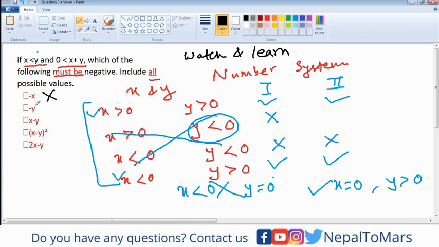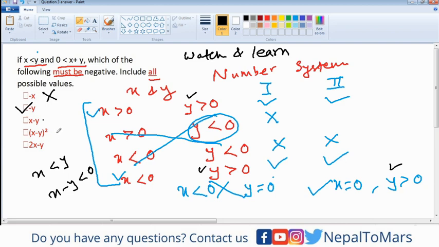For the second one, minus y, we can see y is greater than 0 here, and here also y is greater than 0, and here also y is greater than 0. That means y is always positive and minus y is always negative. So minus y must be negative. This is correct. For the third one, if x is less than y, then x minus y is always less than or equal to 0. That means it is always going to happen, right?